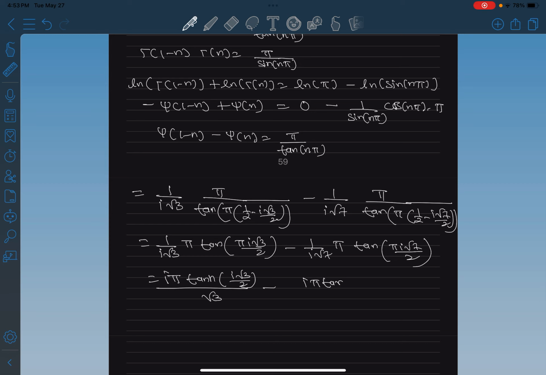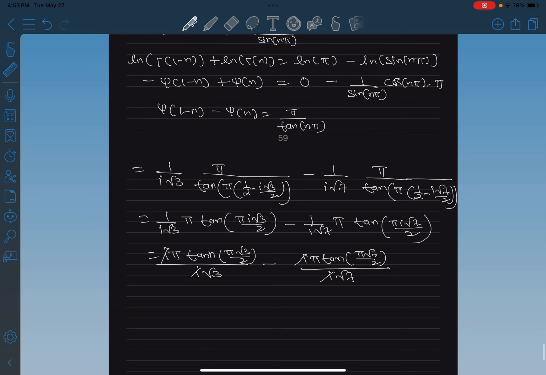minus again, okay, I forgot pi over here. Actually I should have removed i and then written pi. And then this becomes pi root 7 over 2 by i root 7. Now i cancels out. Also i cancels out. And so this now becomes pi by root 3 tanh of pi root 3 over 2 minus pi by root 7 tanh of pi root 7 over 2.